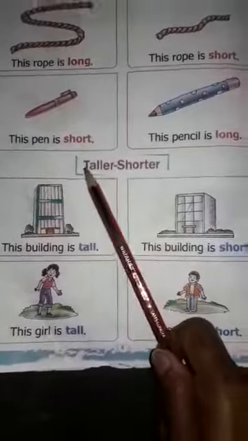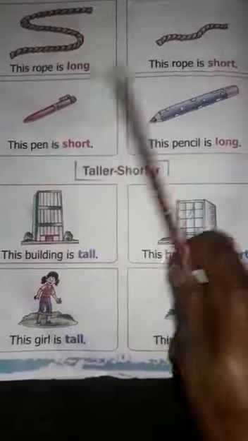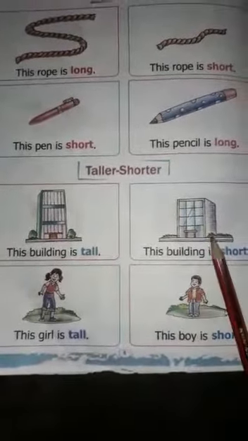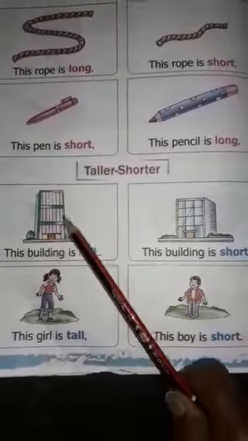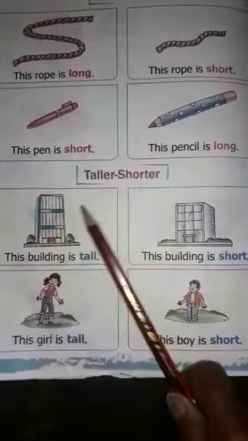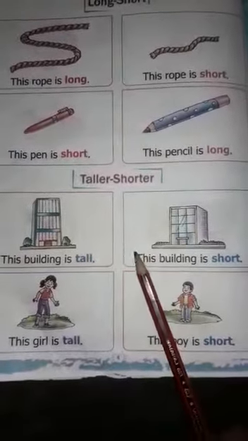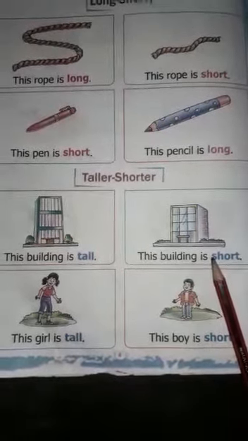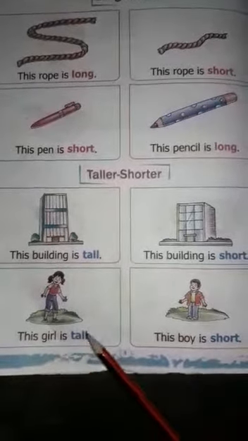नीचे देखिए taller, shorter. ये long, short. Taller means लंबा. Shorter. This building is tall. दिखाई दे रहा है ये building tall है. ये building छोटी है. And this building is short. This girl is tall.